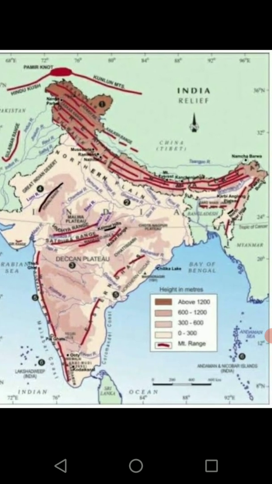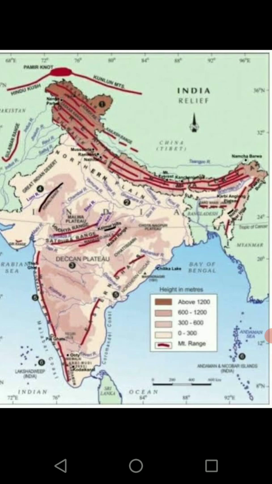This is the physical features map of India. In this particular map, you will see the northern side of our country is shaded darkly. That means this is an elevated part, and as we all are aware, this side is covered with mountainous ranges. And yes, these are the Himalayan mountains, correct.